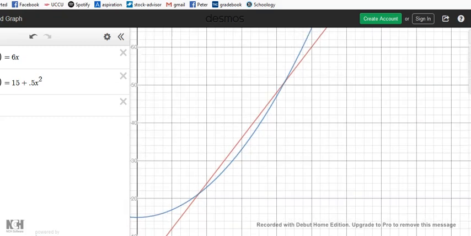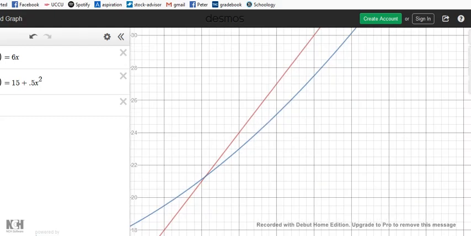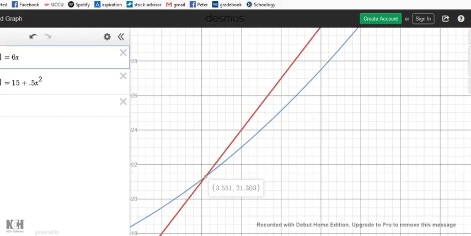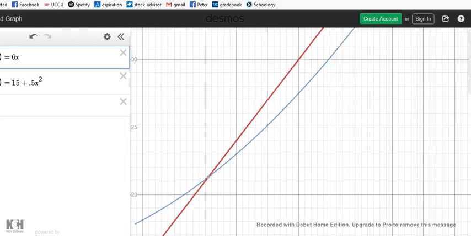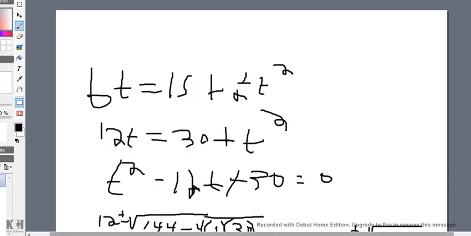There he is. How many times does he touch him? He should touch him where? Let's see if it actually gives me the intersection. 3.51, and it says what? 21, right? 8.5. What was my math?